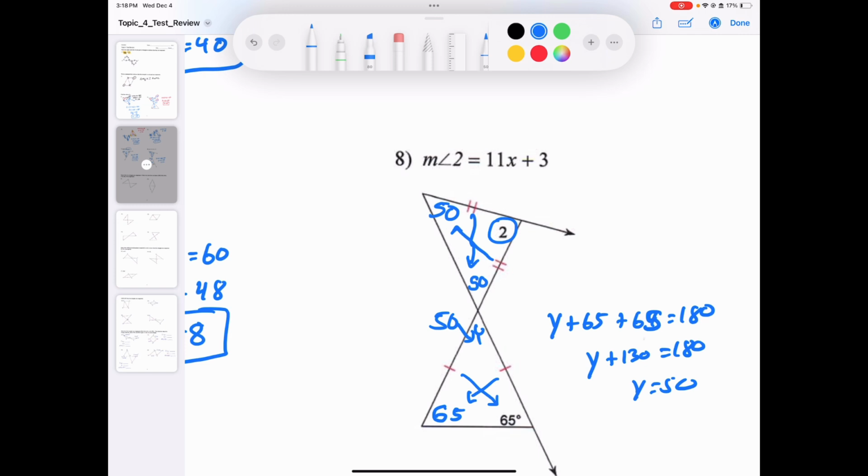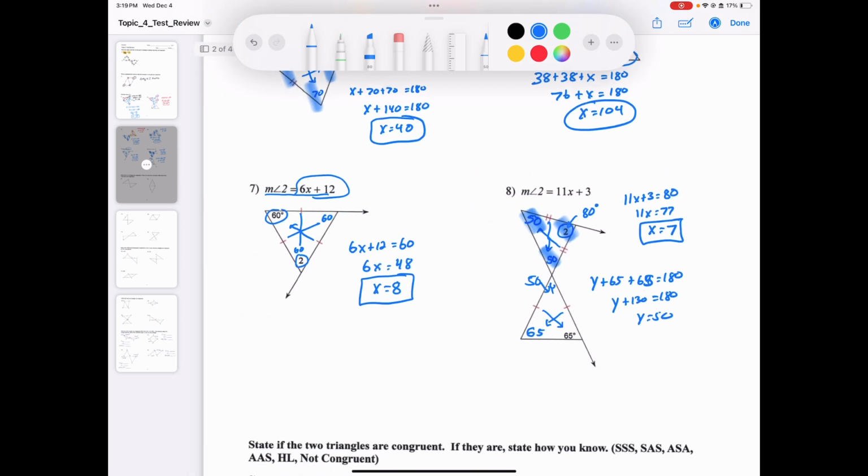So 50 plus 50 is 100. They all have to add up to 180. So if I just logically think about that, 50 plus 50 is 100. I got to get to 180. So that must mean angle 2, that has to be 80 degrees. Okay, but it's also 11x plus 3. So 11x plus 3 has to equal 80. 11x equals 77. X is equal to 7. There's our solution. There's number 8.